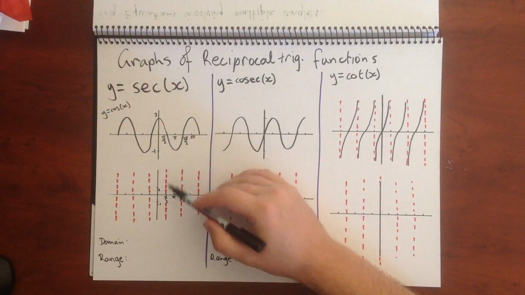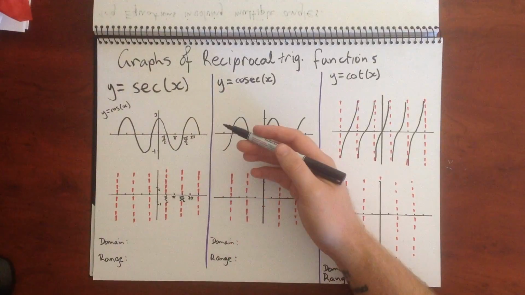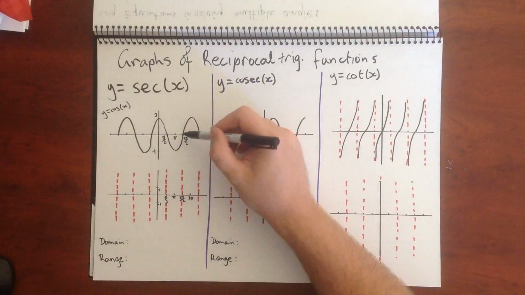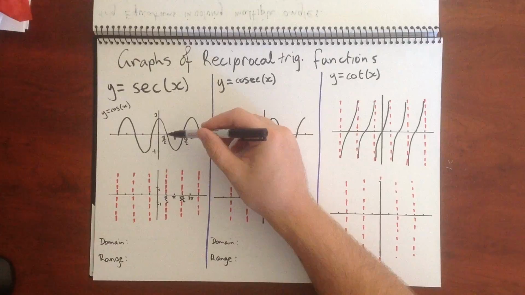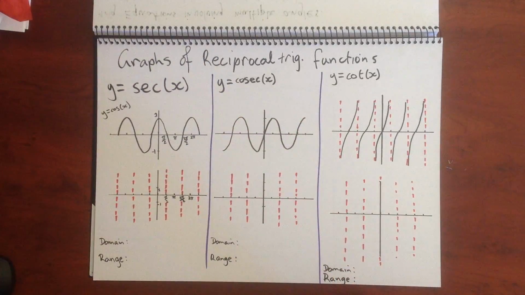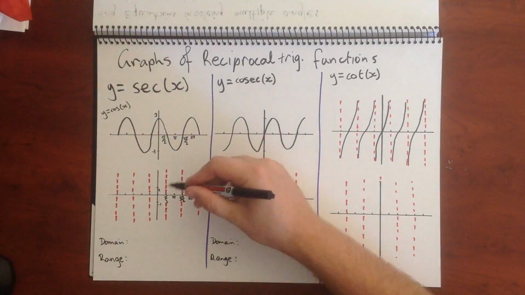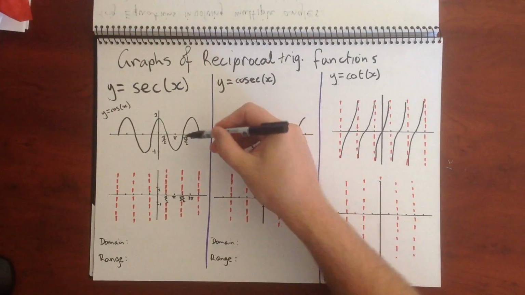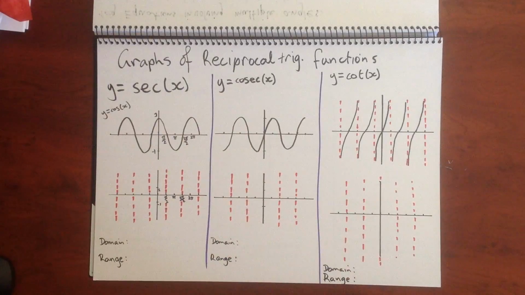You can see we've actually drawn on some asymptotes here, and they make sense because at these points, this is where cos equals 0. So when we're trying to do 1 divided by 0, it's going to be undefined. It doesn't work. So we've got to have vertical asymptotes everywhere that we have an x-intercept.